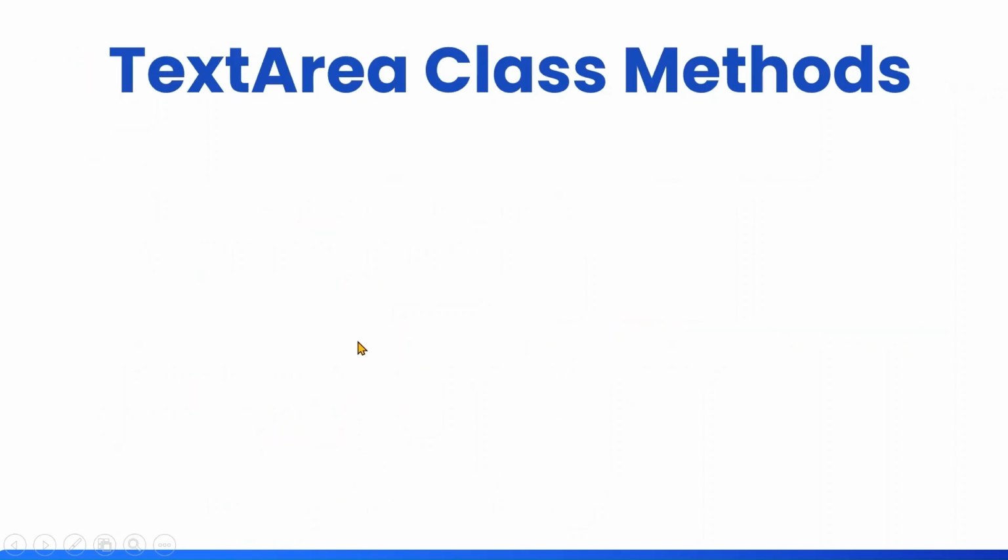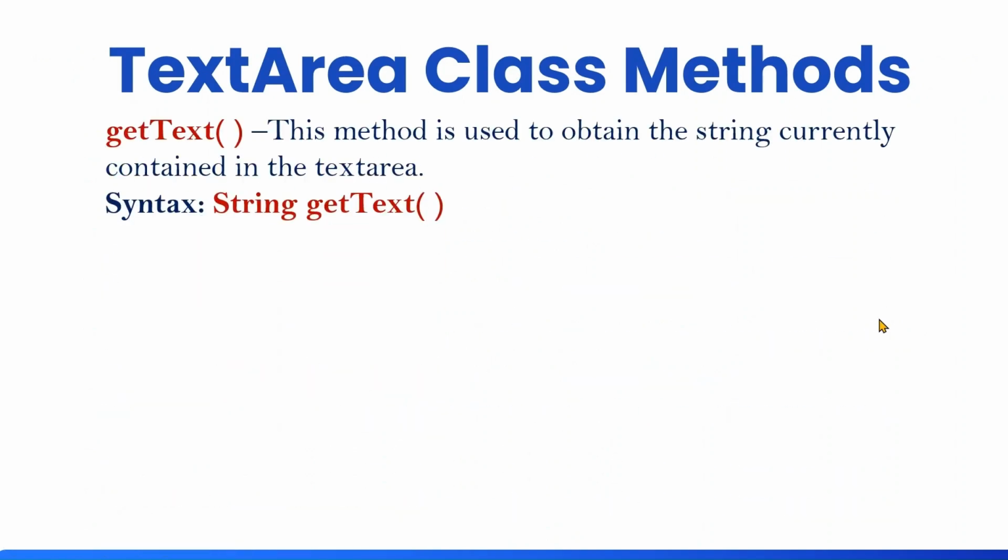Now coming to the methods of text area. Here most of the methods you have already seen for the text field are applicable for text area also. So we have a method called getText. This method is used to obtain the string currently contained in the text area. So whatever string is in the text area, if you want to extract that, you can apply the getText method and it will return a string.